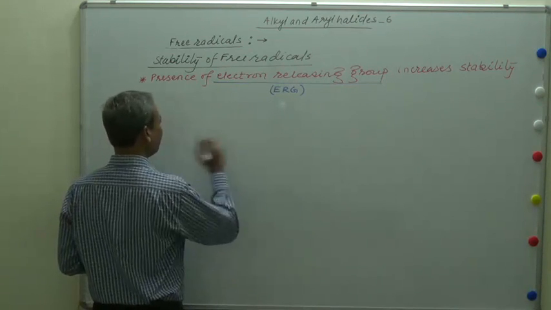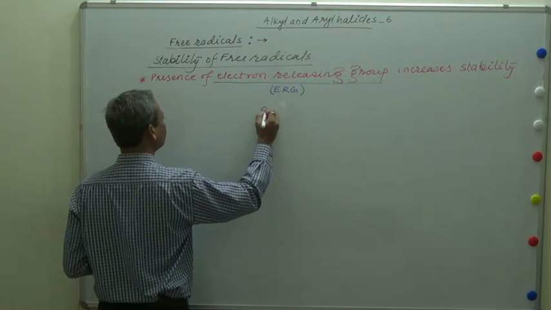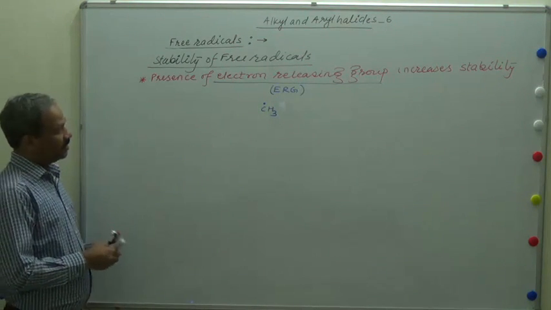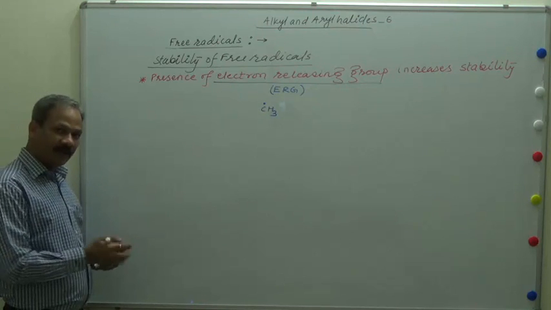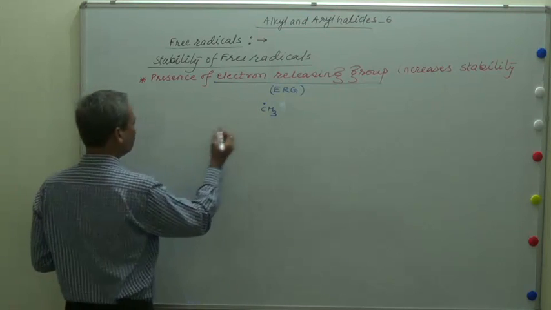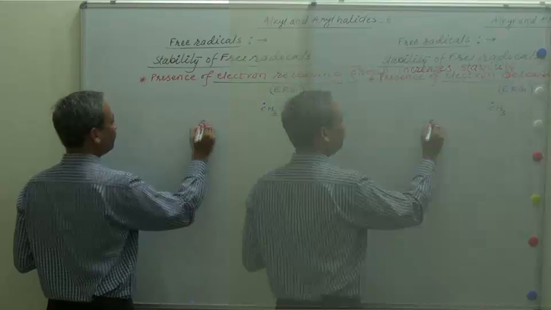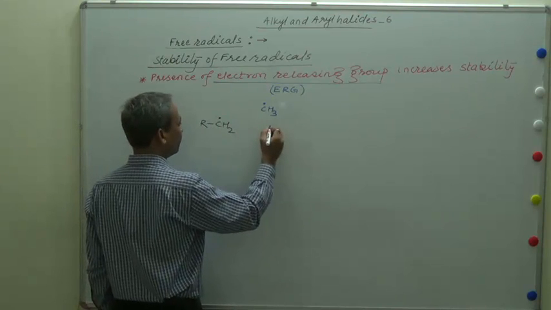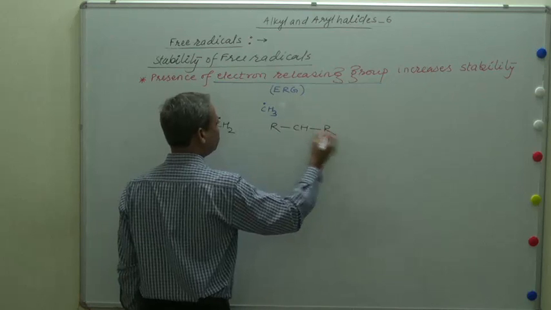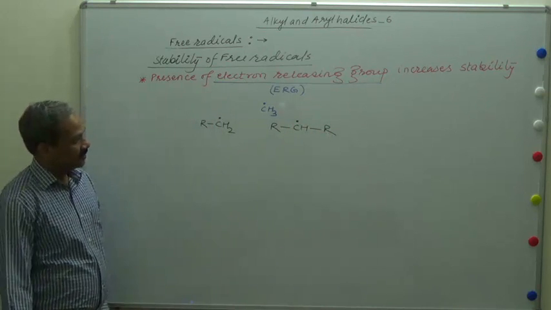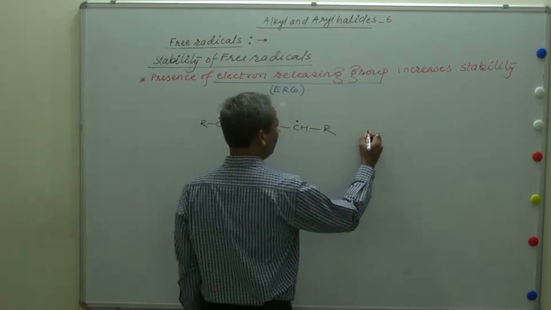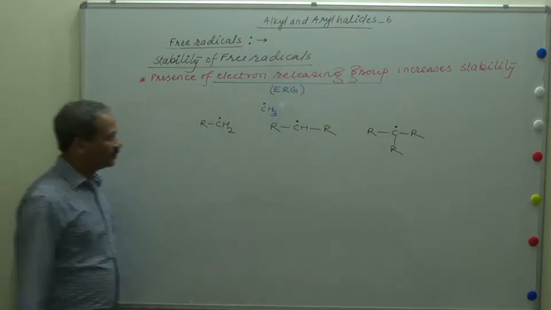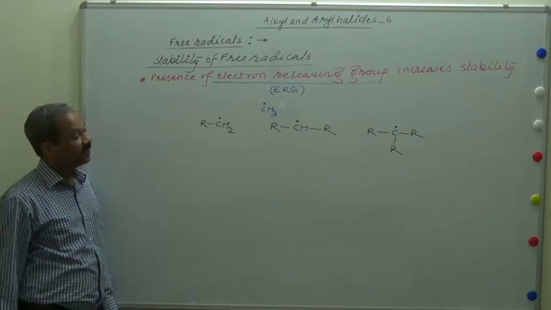Now consider the simplest free radical. The simplest free radical is the methyl free radical. Now, in other free radicals, hydrogen atoms of the methyl free radical are displaced by some substituents. For example, in the case of a primary free radical, one of the hydrogen atoms of the methyl free radical is replaced by an alkyl group R, while in a secondary free radical, 2 hydrogen atoms of the methyl free radical are replaced by 2 alkyl groups, and in a tertiary free radical, all 3 hydrogen atoms are replaced by alkyl groups.